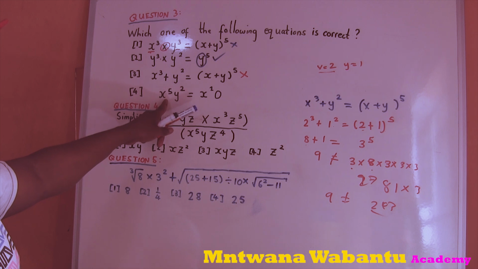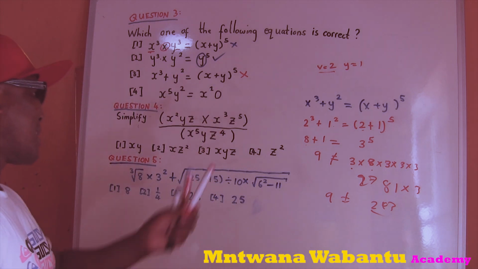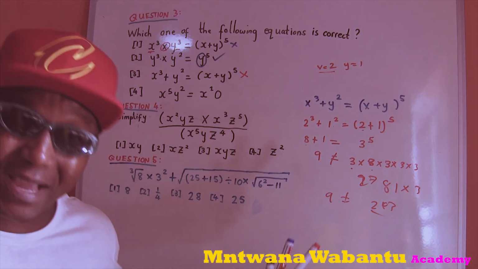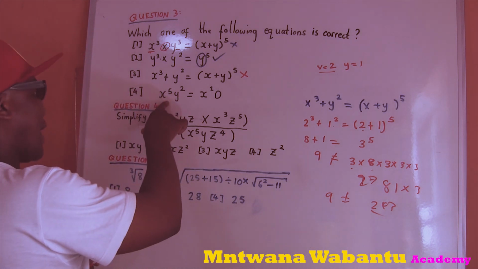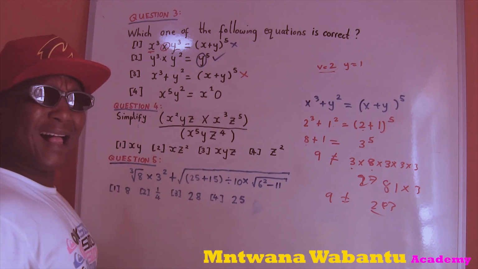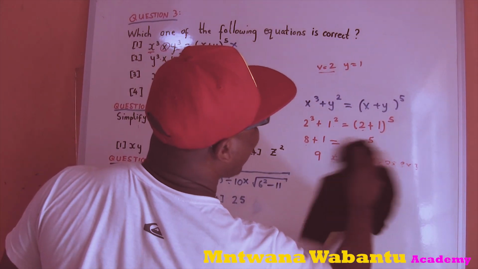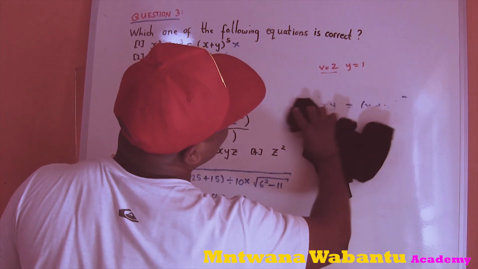What about this one? There's no such a thing. It doesn't even make sense. Some rubbish. I'm sorry to say that, but this is trash. They say x squared times y squared equal to x power 1, 0. What is that? This is rubbish, I'm sorry.